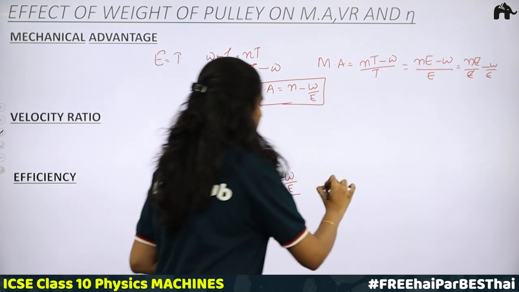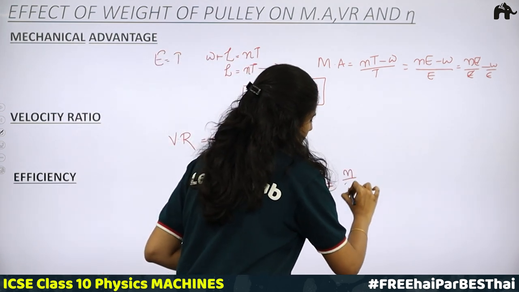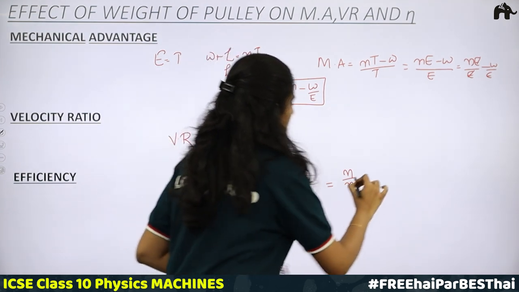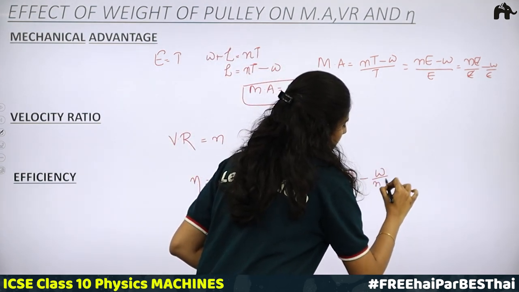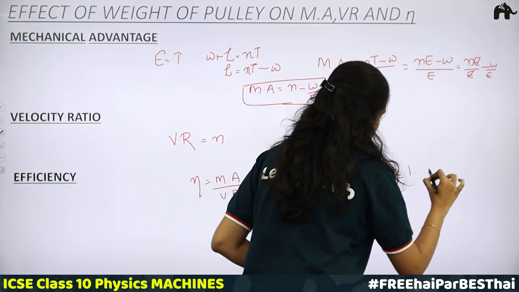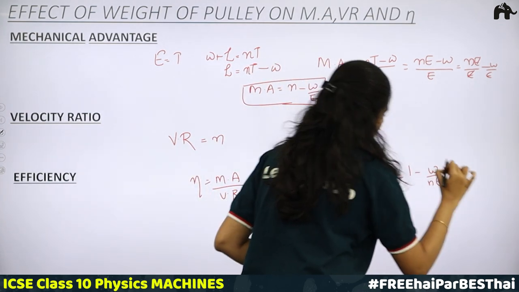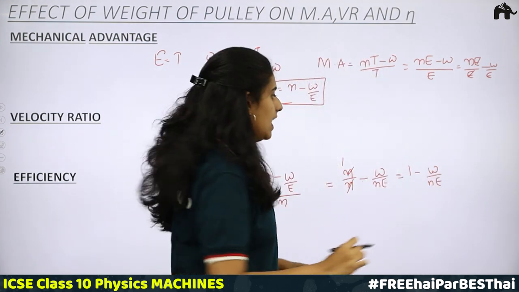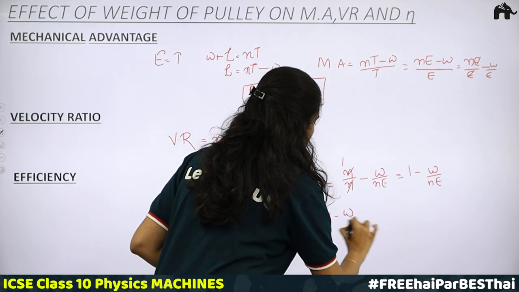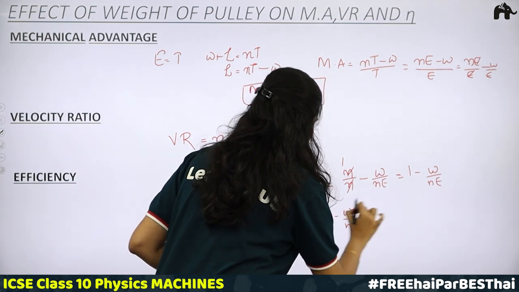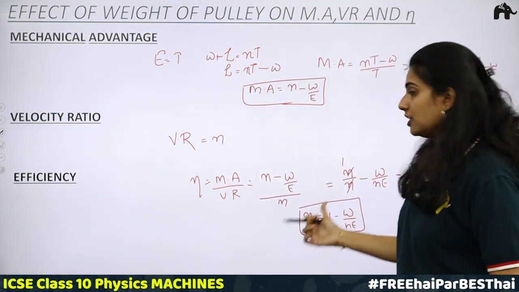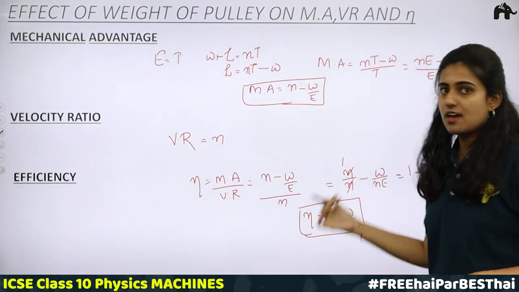Okay, now when n and n are cancelled, you are distributing this denominator to both the parts, minus W by nE, and this becomes 1. Therefore, 1 minus W by nE is your efficiency. Efficiency eta is equal to 1 minus W by nE. Okay, this is your efficiency. Ideal value, we got efficiency equal to 1 or 100%.